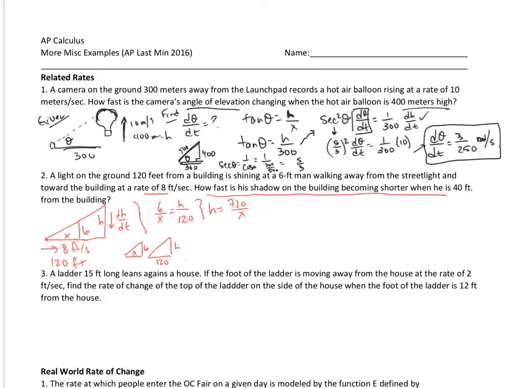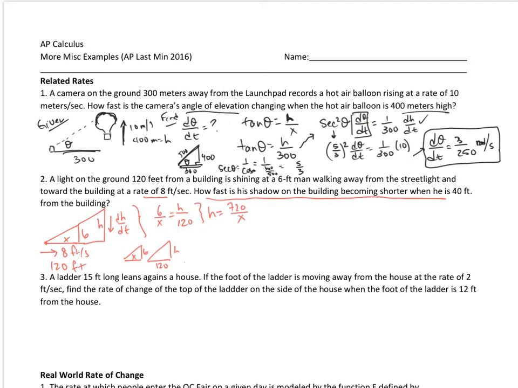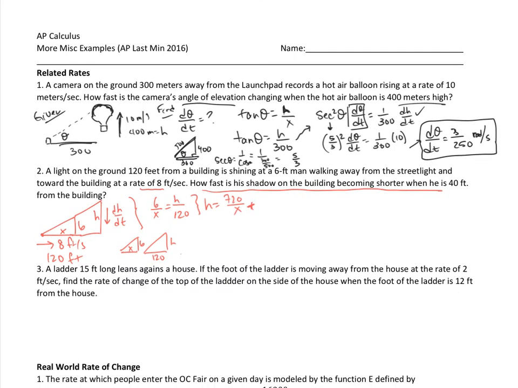So now I can differentiate this right here. And let's move this a little bit. Differentiate that to end up with my dH dt. So dH dt, I'm going to take the derivative of the left side, is going to end up being, now I can change this to be 720 x to the negative 1 and differentiate it that way. So I'll get negative 720 x to the negative 2 dx dt.